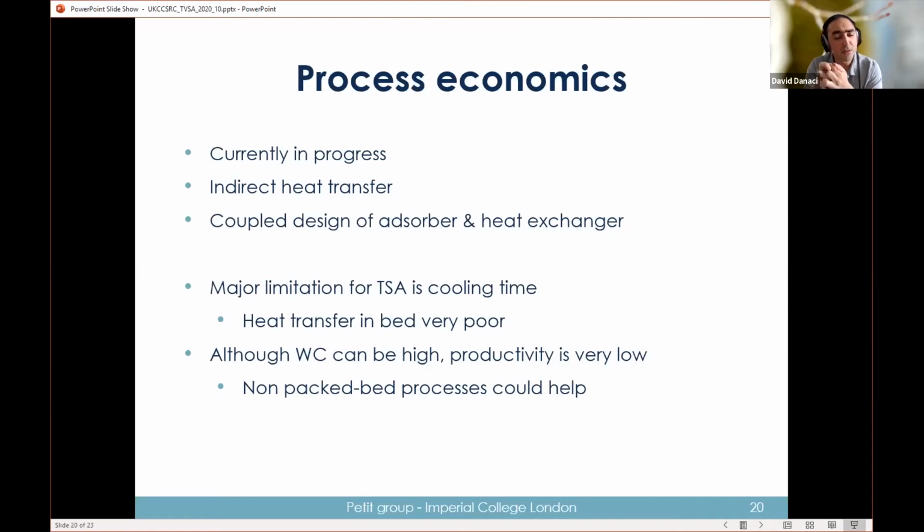But that is also because the traditional applications of TSA have usually been dehydration. So you use the hot gas to desorb the water, and you don't really mind what happens to that product gas. But in the case of CCS applications or gas separation applications where you want to maintain product purity, you either have to use something like steam regeneration and then condense the steam, or indirect heat transfer.